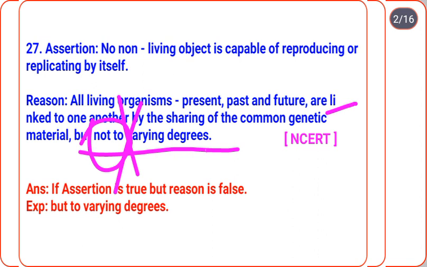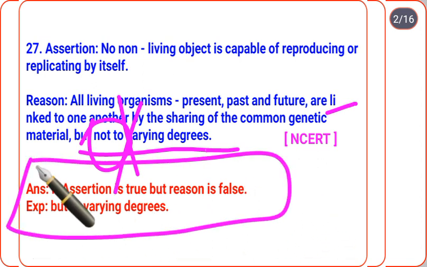Here the option is: if the assertion is true but the reason is false. The explanation is given here, but to varying degree. So the full sentence will be: reason: all living organisms, present, past, future, are linked to one another by the sharing of common genetic material, but to varying degree. The word "not" will be omitted. Okay, next.